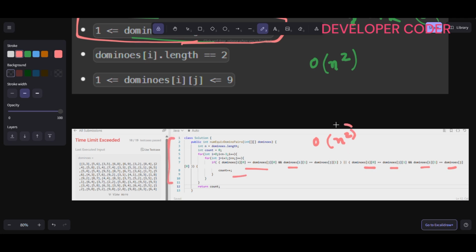Trying to solve this problem in O(n squared) time complexity, but see, we are getting a time limit exceeded error. Only 18 out of 19 test cases passed. We're still failing with the time limit exceeded error, so now we have to check for a better solution.